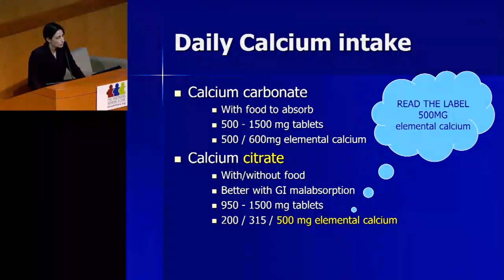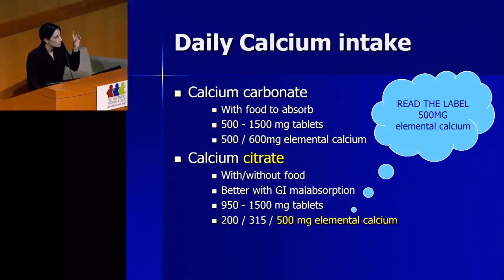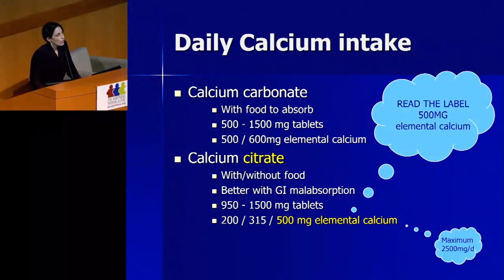And it's very important to read the label, because even though the numbers are big on the label in terms of 950 or 1500 milligrams, you have to read the actual label to see how much elemental calcium is in there. Because sometimes even the ones that say 1200 milligram on the front of the bottle, if you read the fine print, it's actually only 200 milligrams of elemental calcium. So make sure you read the label to be getting the ones that have the higher amount of elemental calcium. And maximum would be 2500 milligrams per day.